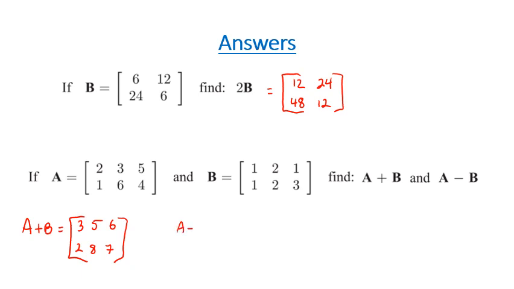If I'm going to do A minus B, okay, all I'm going to do is subtract the numbers. 2 take 1 is 1. 3 take 2 is 1. 5 take 1 is 4. 1 take 1 is 0, 6 take 2 is 4, and 4 take 3 is 1. All right, very simple operations. That's it.